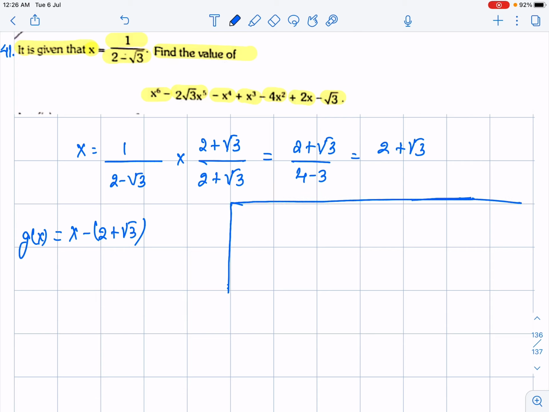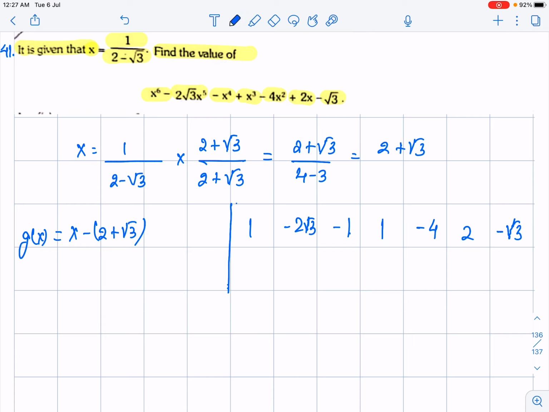The coefficient of the term with degree 6 is 1 we are knowing. Then minus 2 root 3 we do know. Then the coefficient of the term with degree 4 is minus 1. Then the coefficient of the term with degree 3 is 1. The coefficient of the term with degree 2 is minus 4. The coefficient of the term with degree 1 is 2. And the coefficient of degree 0, or constant, is minus root 3.